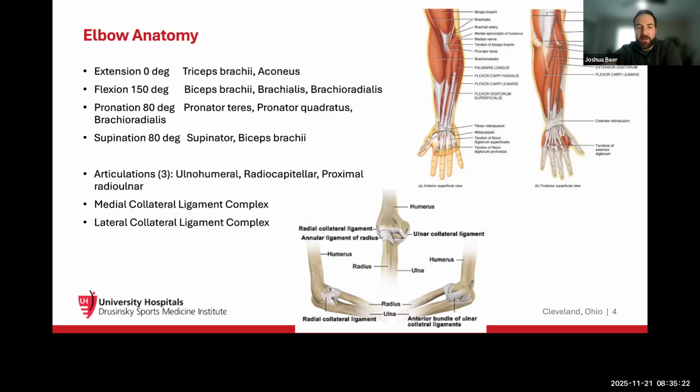And then on each side of the elbow, you have the ligament complexes. The more important one that we'll talk about a little bit later with the UCL sprain is the medial collateral ligament complex, which is further subdivided into a few different bands.